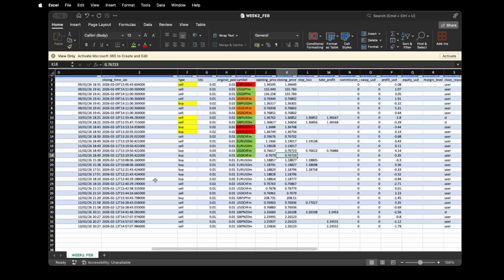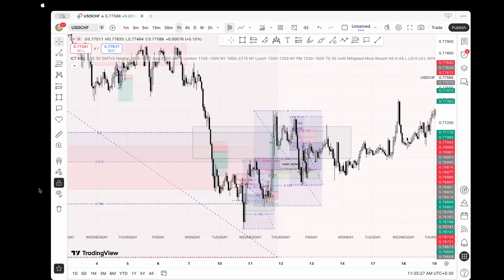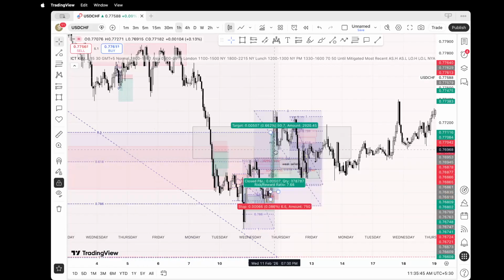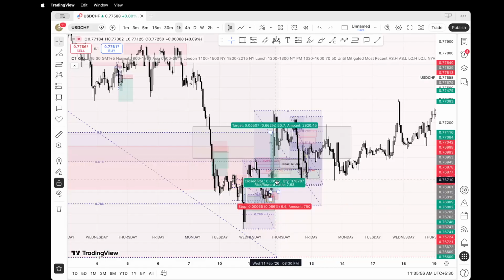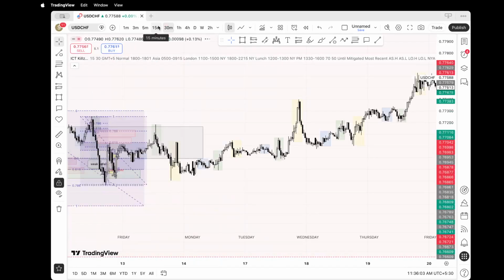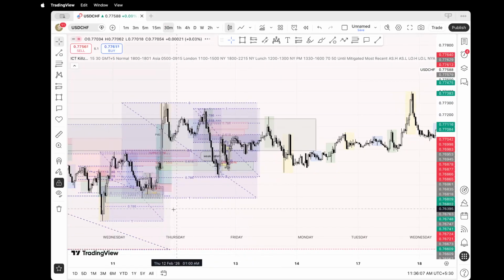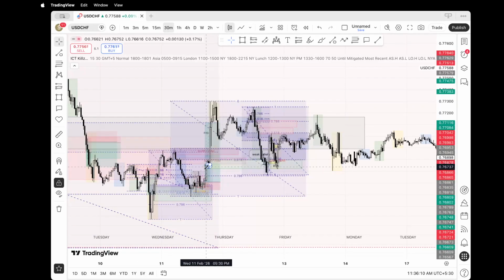Closing price is 76,700. 76,700. Oh shit, I came out at 76,700. God damn, I'm such a fool.